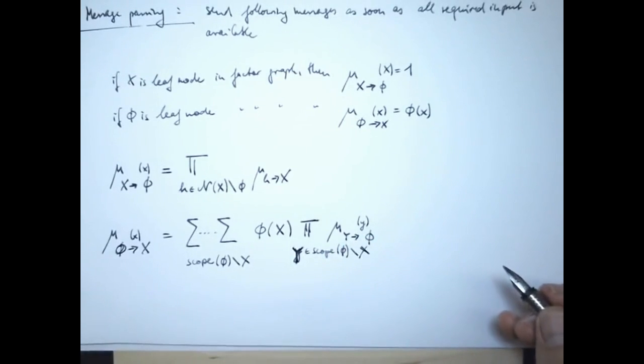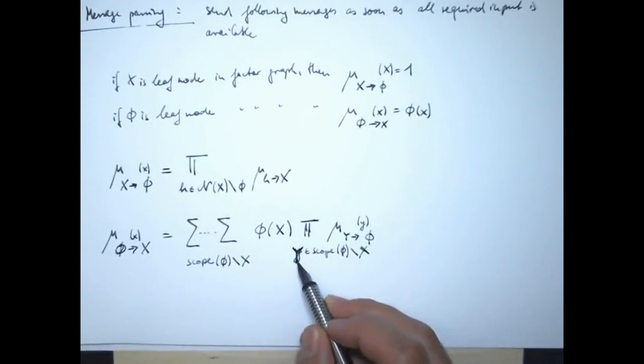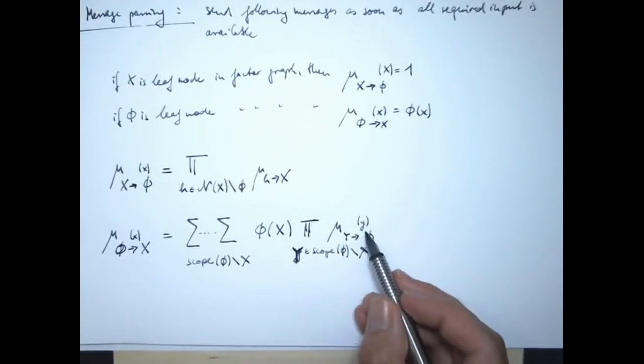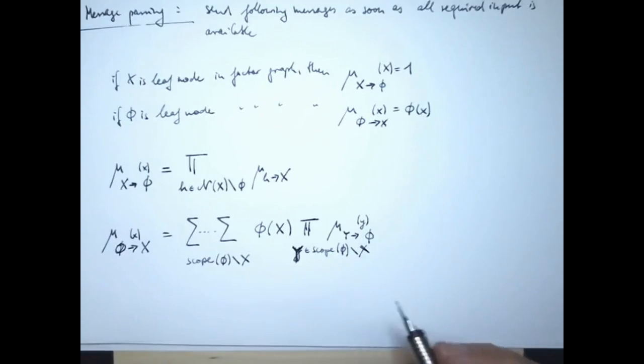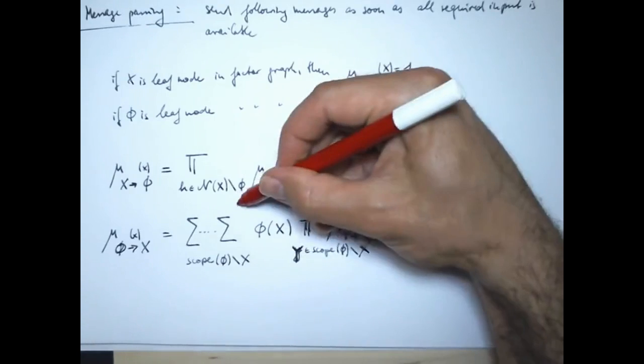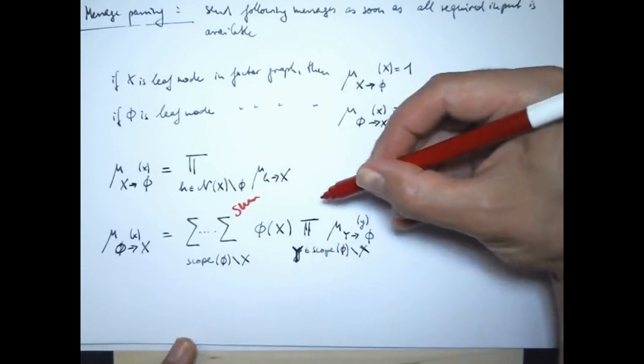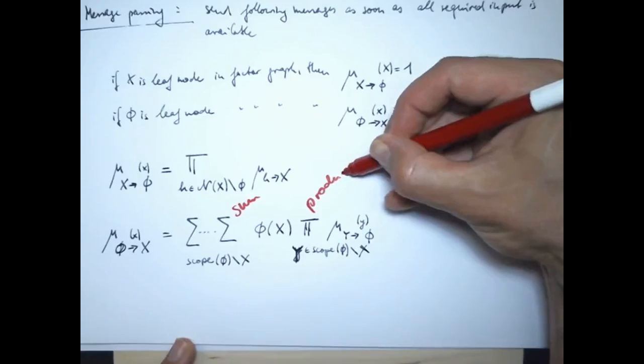So I've distinguished here between capital Y, where I refer to random variables, and a small y, which is the value of one particular realization. It's like before, we have a summation here and a product there.